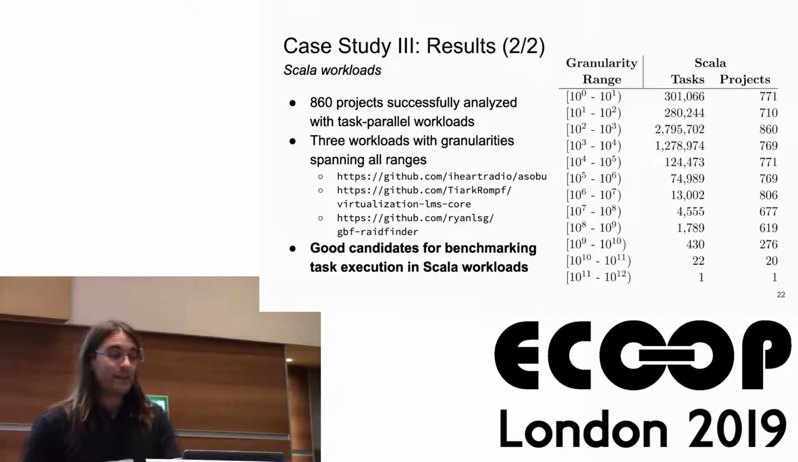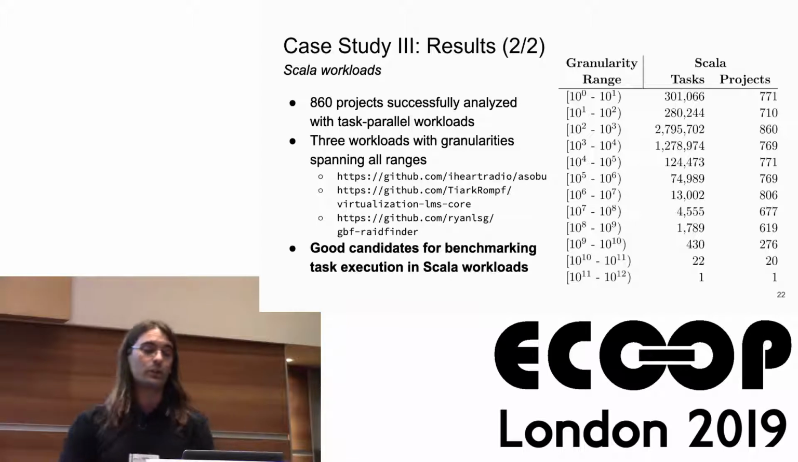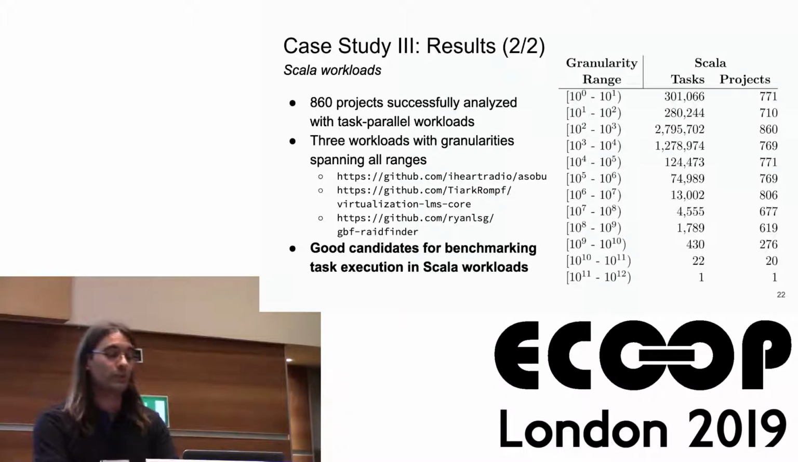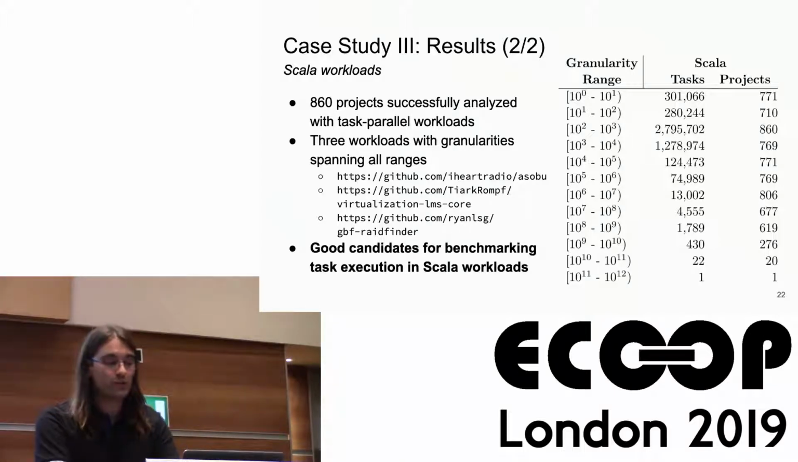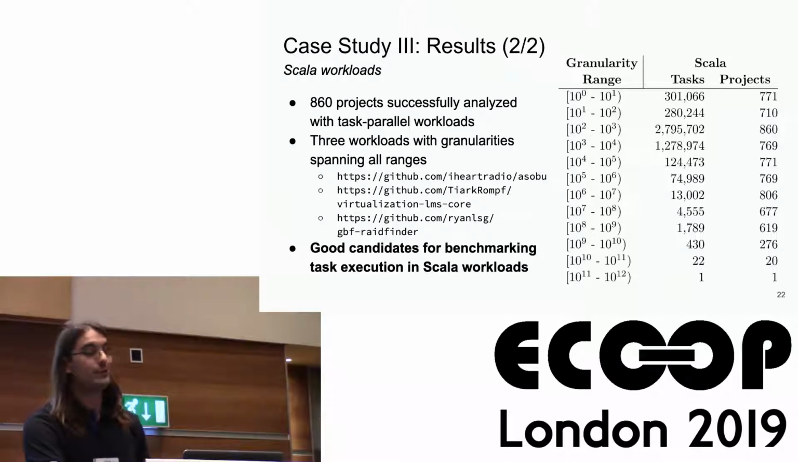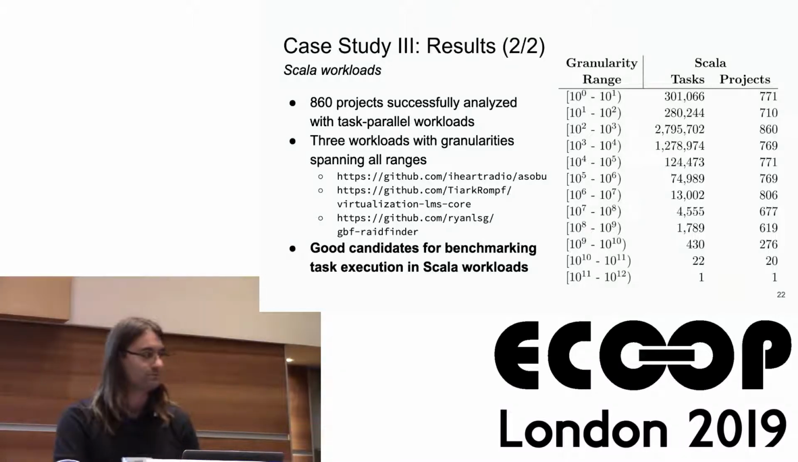We repeated the same analysis also for Scala workloads. This time, we were able to analyze 860 projects containing task parallel workloads, and we found 3 of them spawning tasks covering all the granularity ranges, which again indicates that these workloads can be good candidates for task benchmarking. To summarize, this use case shows that NAB can help discover good candidate workloads satisfying domain-specific benchmarking needs.